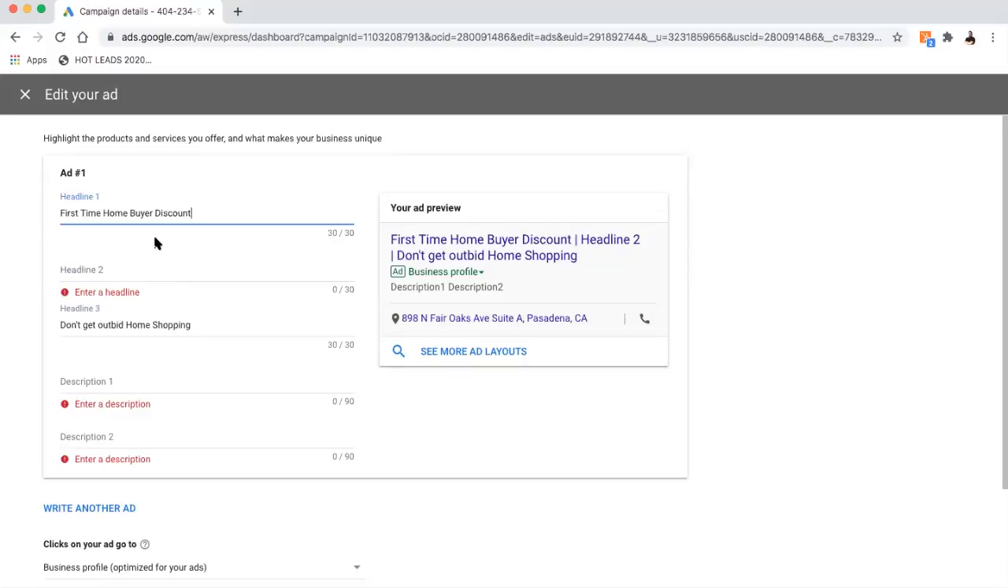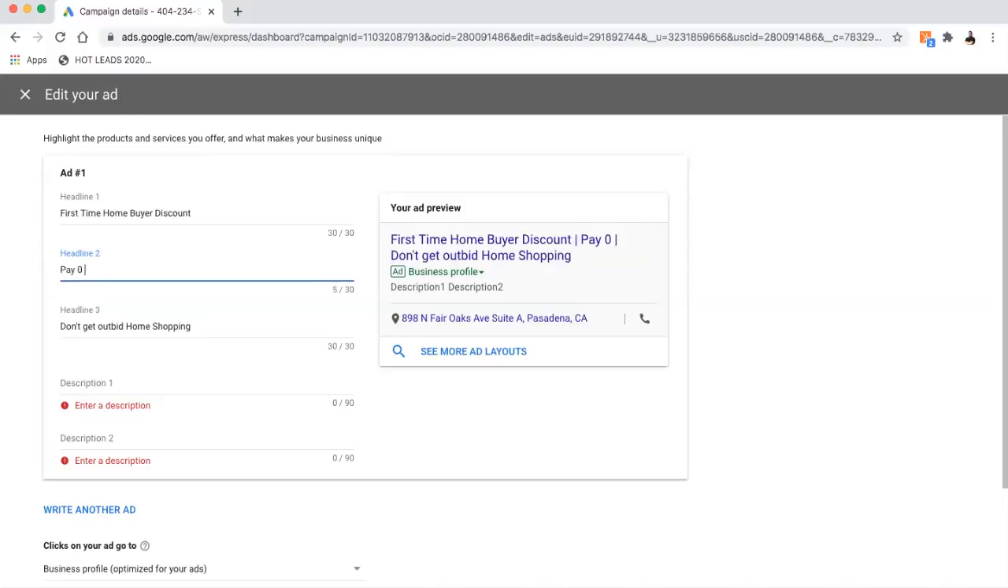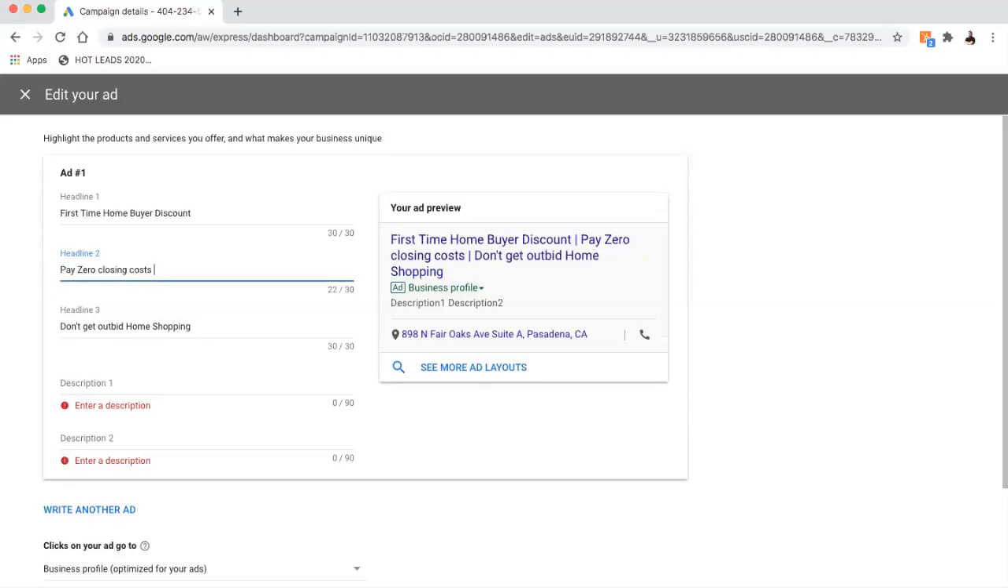Another thing that buyers want to see. You can probably still do closing costs. So another thing that you can talk to the buyers about is, pay zero closing costs. Now, dumb question, but would you put the number 0 or spell out zero? Yeah, it's better to spell zero. Pay zero closing costs. How many characters is that? That's good. We're under 30.